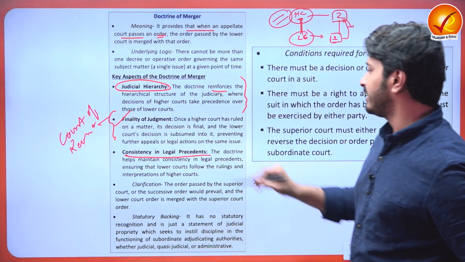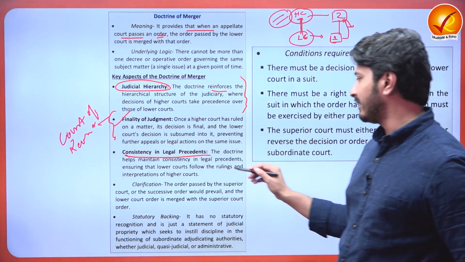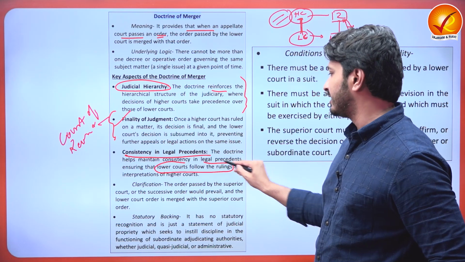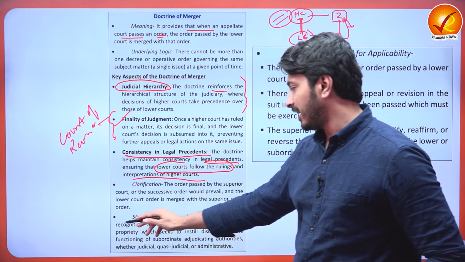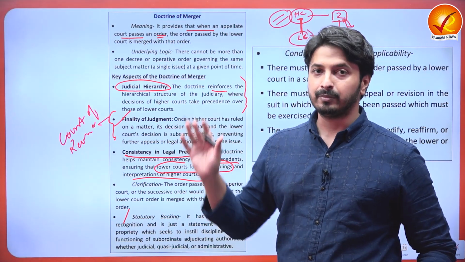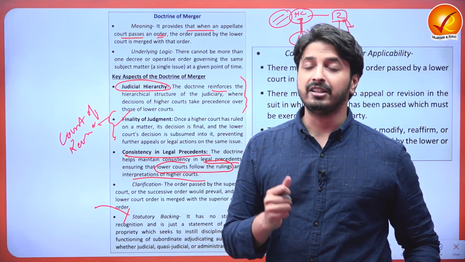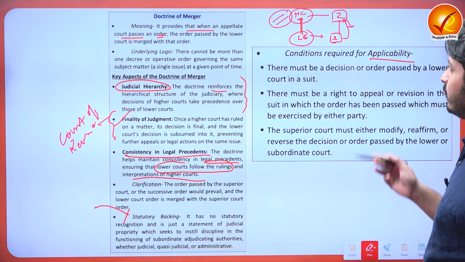And thirdly, consistency in legal precedents has to be there. This doctrine helps maintain consistency in legal precedents, ensuring lower courts follow the rulings and interpretation of the higher courts. Although there is no statutory backing associated with this particular doctrine, these things are followed as a legal tradition in our country. Now, what are the conditions required for the applicability of the doctrine of merger?